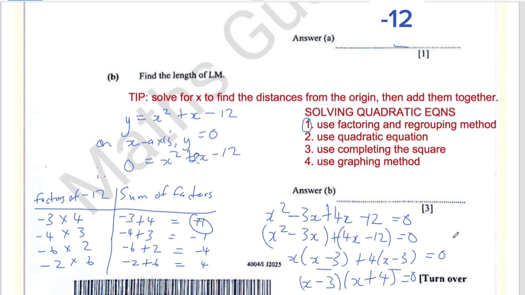Now, when you have a product of two numbers giving you 0, it means that either one of these numbers should be equal to 0. So either the first bracket x minus 3 equals 0 or x plus 4 equals 0. So let's start with x minus 3. Either x minus 3 equals 0, in which case x is equal to 3, or x plus 4 is equal to 0, in which case x equals minus 4. So the x value can either be positive 3 or negative 4. Now, since we've gotten these values, it's now simple to find the length of the line LM.